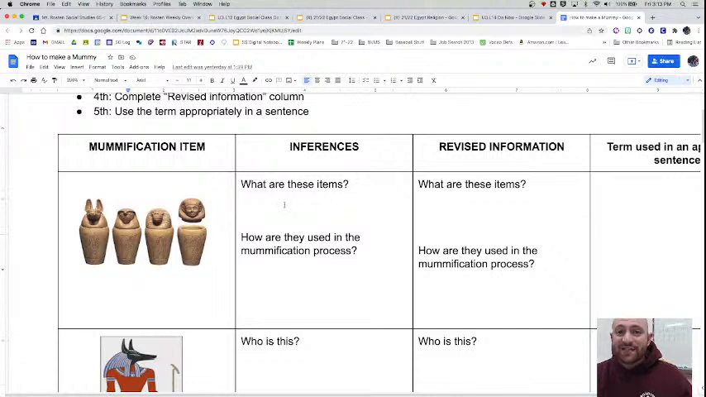So the first one was easy. We all know what the first one was. They were canopic jars, right? And we put the different organs in there. I believe they put the intestines, the stomach, the liver, and there's something else that I can't remember off the top of my head. I apologize. It's been a long week. So, we talked about canopic jars and how they store the organs of the mummy.